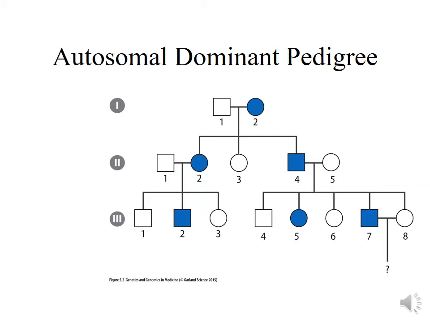We know they're affected because, as you recall, the filled in circles or filled in squares means that these are affected individuals. Both sexes are affected and equally likely to transmit the disorder. When an affected parent has children with an unaffected person, each child would typically have a 50% chance of developing the disease.